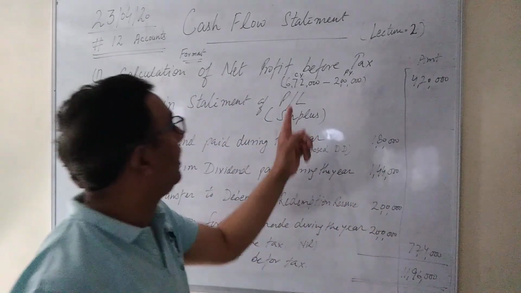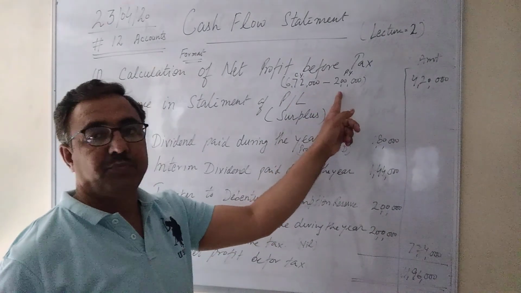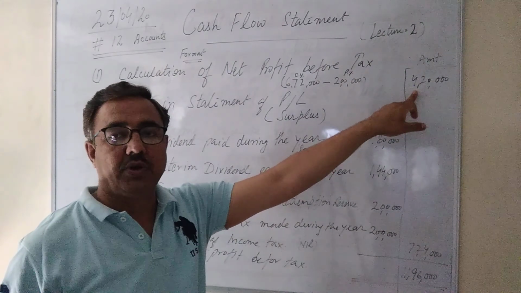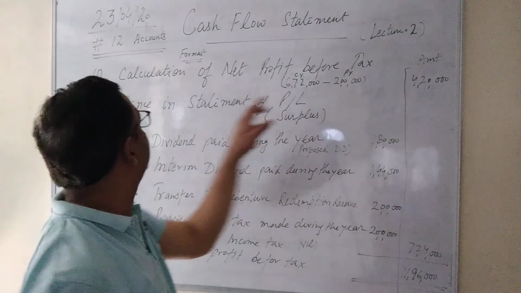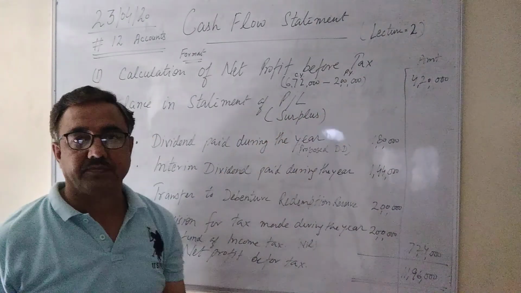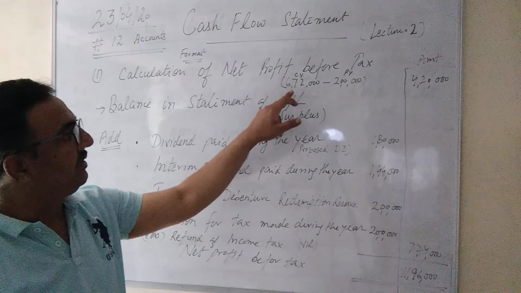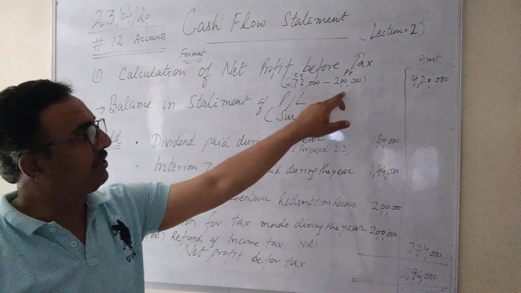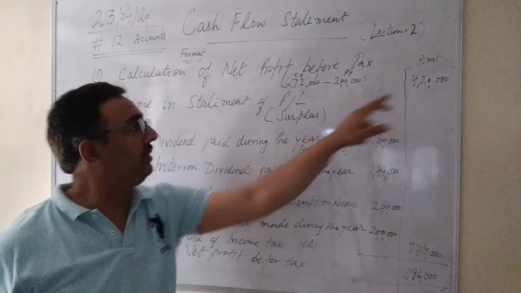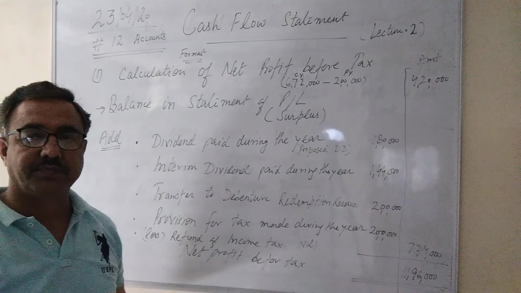How? In the closing year, the value is 6,72,000. In the previous year, it was 2 lakh. So there is an increase. How much? 4,20,000. So this is our surplus profit, which we write. Means the balance in the statement of profit and loss: 6,72,000 minus 2 lakh becomes 4,20,000. This is our balance in the statement of profit and loss.